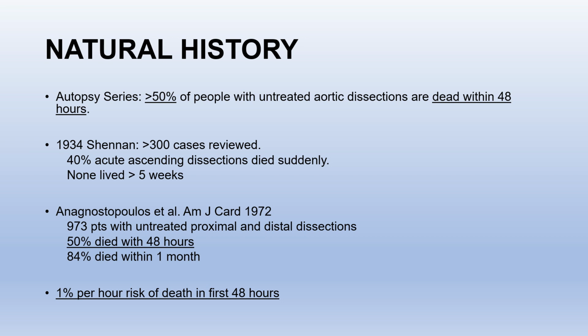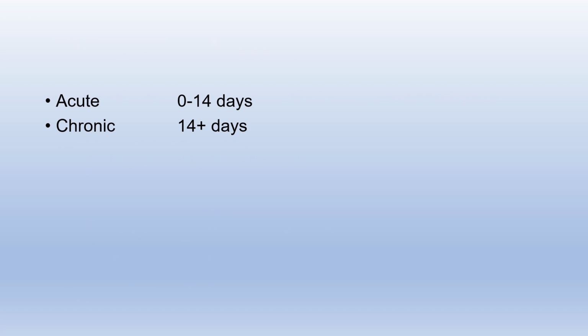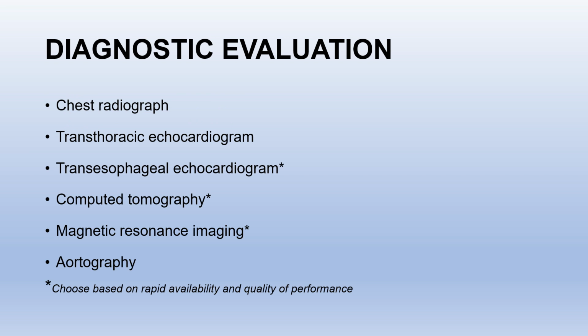Anagnostopoulos et al. showed, in 973 patients with untreated proximal and distal dissection, 50% died within 48 hours and 84% died within 1 month, with a 1% per hour risk of sudden death in the first 48 hours. Acute is 0 to 14 days, chronic is 14 days plus.